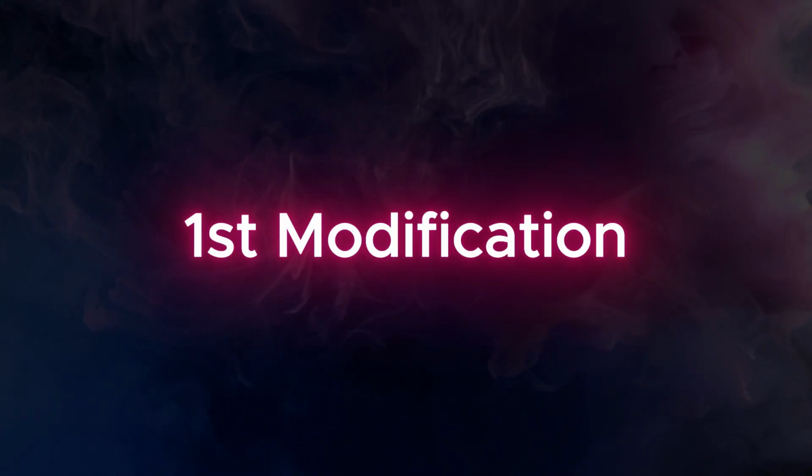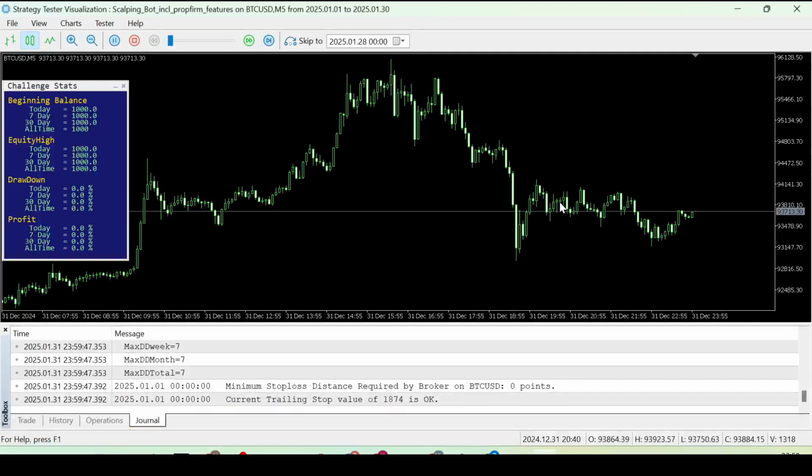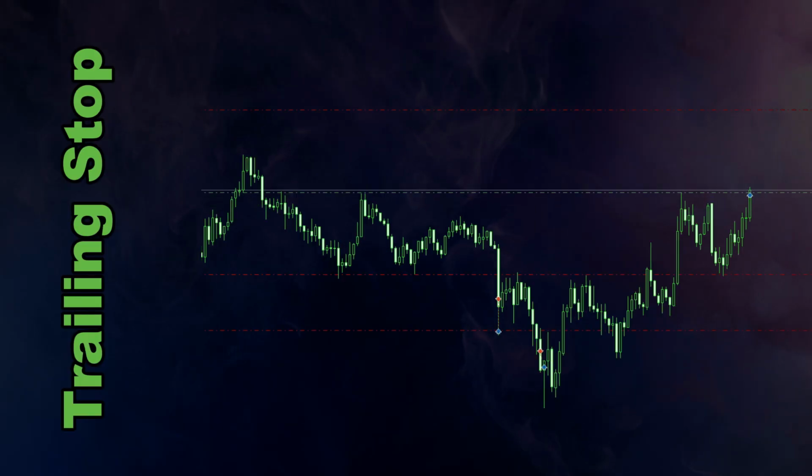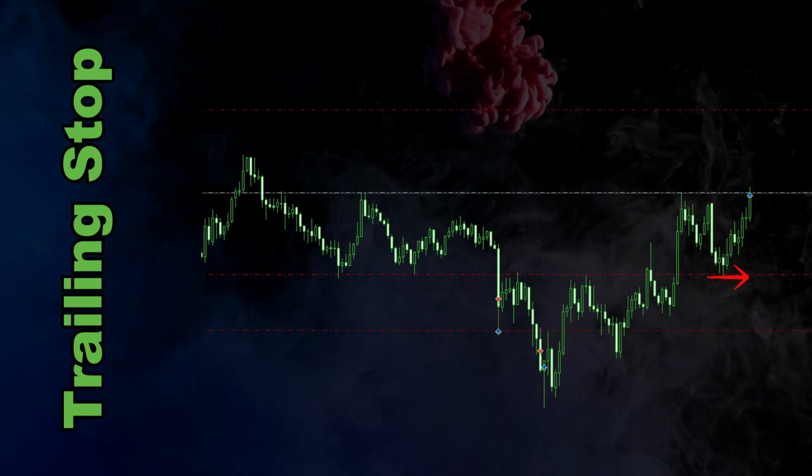So one key change that we're going to make to the EA is to check for the minimum stop loss distance required by the broker. And if the user input is smaller than that, then we're going to override that input and use that minimum. So we know that the trailing stop loss will work even if at a slightly bigger distance.